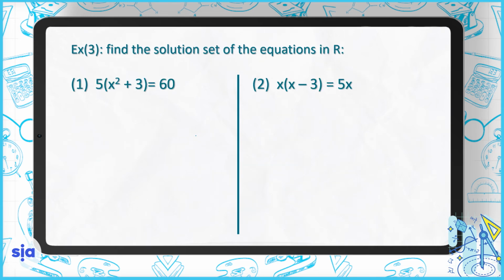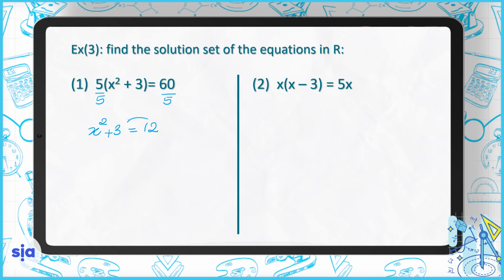For question number 3, find the solution set of the equation in R. If I have 5 multiplied by (x² plus 3) equal to 60, there is no need here to expand the 5 multiplied by (x² plus 3) because I can easily divide both sides by 5 to make my life easier. So x² plus 3 is equal to 12.